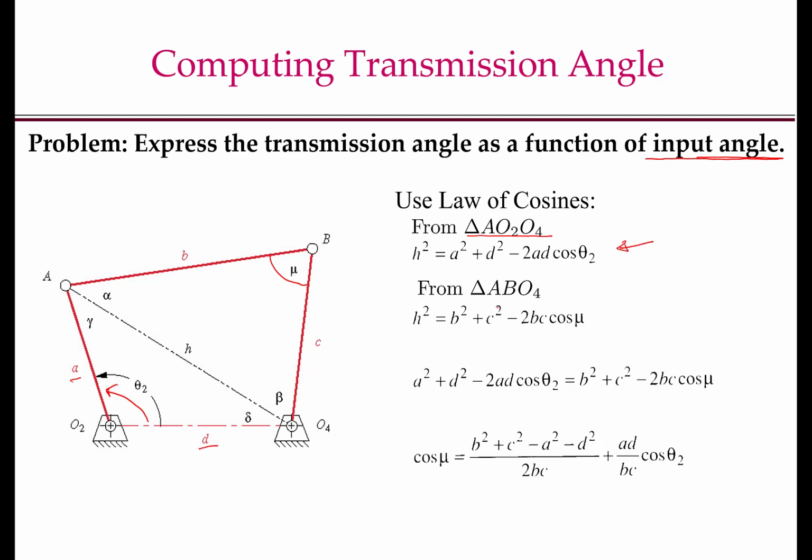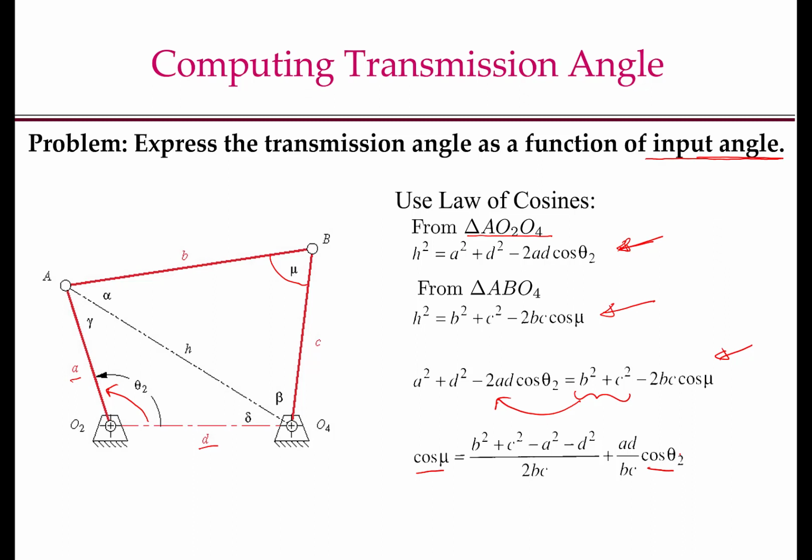From triangle ABO4, I have h squared equals b squared plus c squared minus 2bc cos mu. Therefore, the right hand side of this equation and the right hand side of this equation are the same. That's what we have put in here. From here, just by rearranging, so taking these terms to this side and dividing throughout by minus 2bc, we get an expression of cos mu in terms of cos theta 2 and the link lengths.